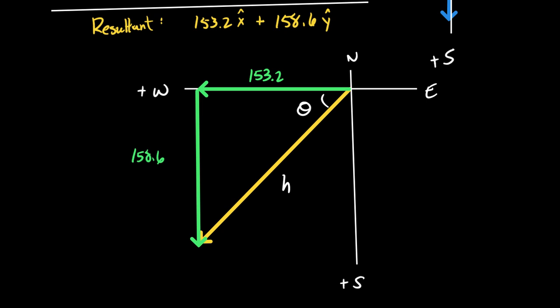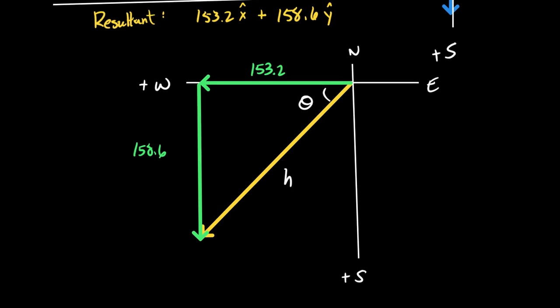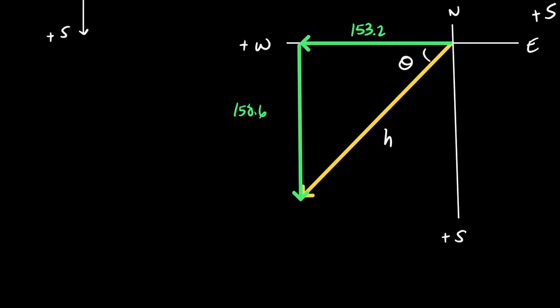So I need to work backwards, right? And by backwards, I mean kind of the opposite of what I just did. I'm going to start by recognizing I have the opposite and adjacent side. So tangent of my unknown angle is 158.6 over 153.2. I take the inverse tan or arctan of that ratio and get 46 degrees.